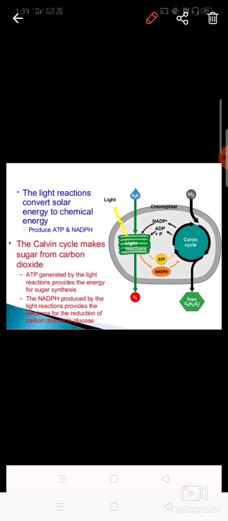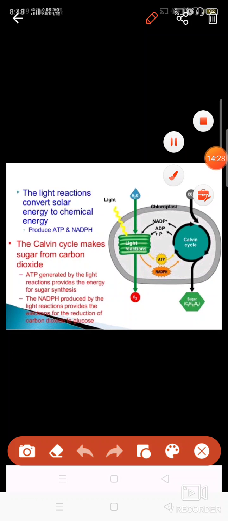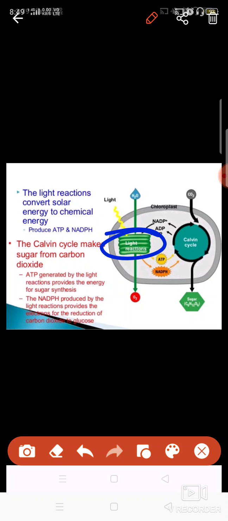So these two substances will be formed and used in the dark reaction. Let us see the overall reaction, dark and light. Dark reaction is not in your course, so I am giving you an overview only. You see this is the chloroplast and these are the thylakoids. Light reaction is carried out here. When light reaction is carried out, oxygen is liberated, and in this reaction water is used.